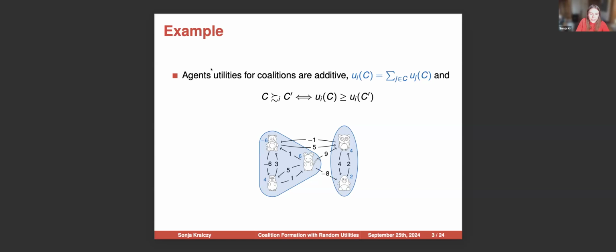So let's consider an example. Here we have 5 agents, and the bear, the mouse, and the hippo are in their own coalition, and the owl and penguin are in the second coalition. The directed edge from I to J is labeled with the utility that agent I has for agent J. And if the edge is missing, that just means 0 utility. Next to each agent is the utility that the agent has for their current coalition. So the bear has -6 because it has -6 utility for the hippo and 0 for the mouse. But the bear also has utility 5 for the other coalition because it has 5 for the owl and 0 for the penguin, meaning the agent strictly prefers the other coalition to his own coalition.